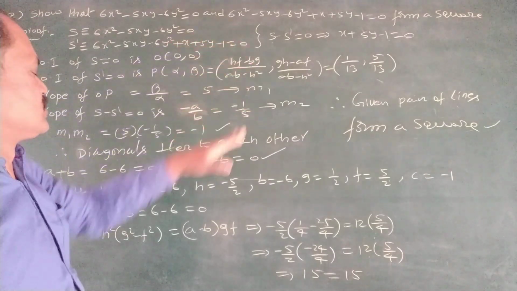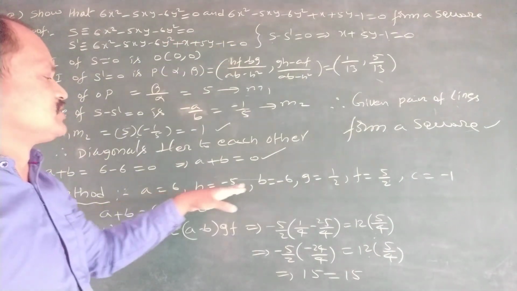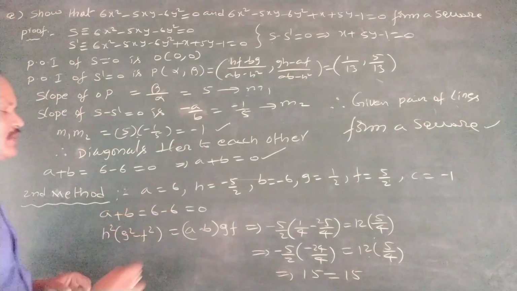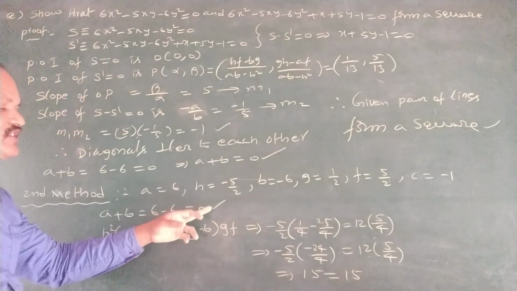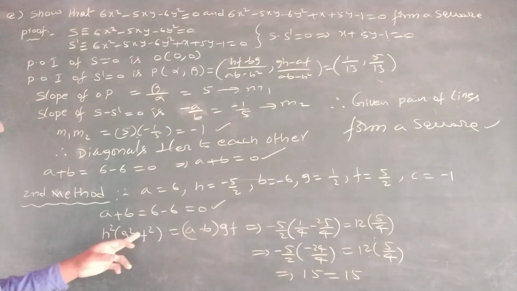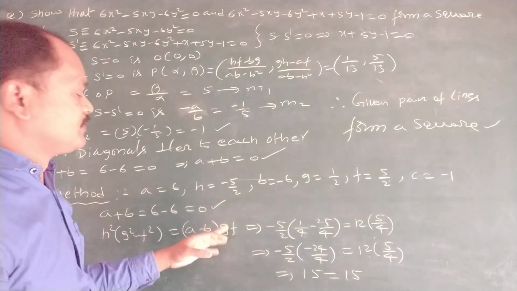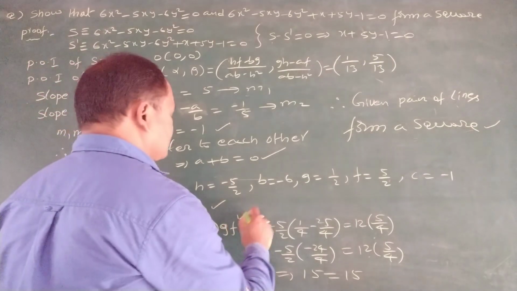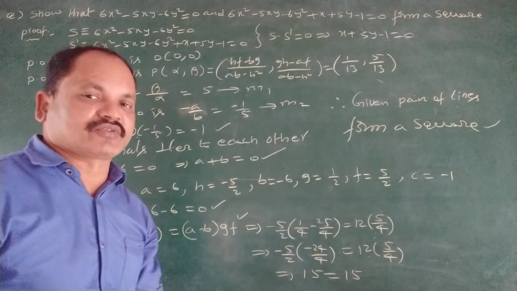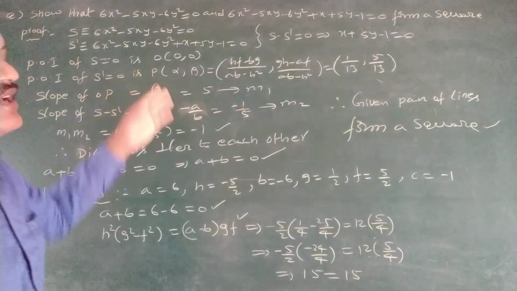From the given equation we have to find the parameters a, h, b, g, f, c. Now substitute. If a plus b is equal to 0, then there is a chance for a rectangle or square. And h into g square minus f square is equal to a minus b into gf. It's satisfied. There is a square. That's why it is satisfied, 15 is equal to 50. That's why it forms a square. This is the objective method. This is the IP method.